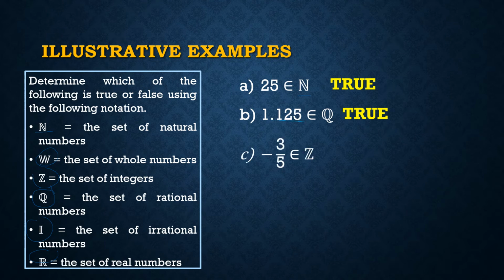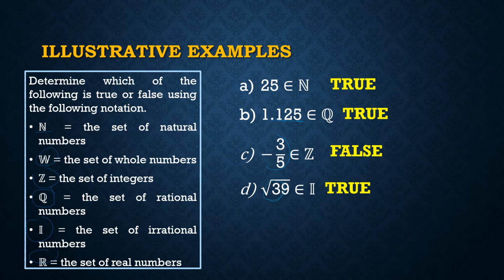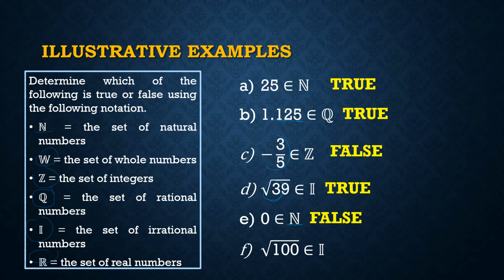C, negative 3/5 is an integer. Of course not, because it is a fraction. So it is false. D, square root of 39 is an irrational number. This is true because 39 is not a perfect square. E, 0 is a natural number. Well, we have said earlier that natural numbers start from 1. So this is false. And F, square root of 100 is an irrational number. Since square root of 100 is a perfect square, this is also false.